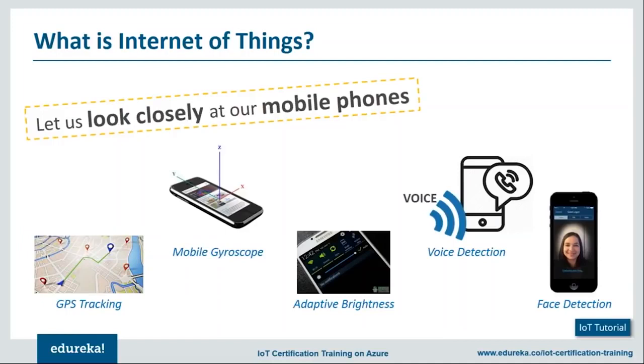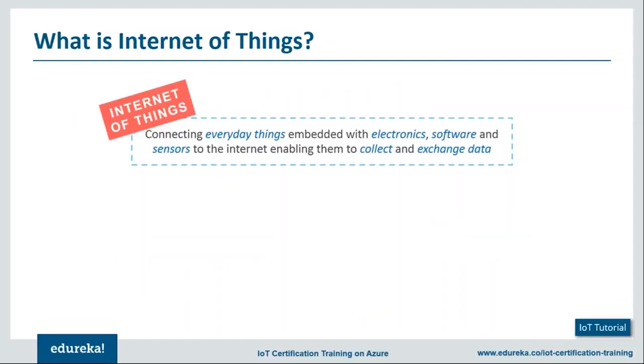So there are a lot of features, but when they interact with each other, these features come together to bring in a better system than anything that they can provide individually as such. That's what Internet of Things is. It basically is a platform wherein we can connect everyday things which are embedded with either electronics, software or sensors to the internet, and this in turn enables us to collect as well as exchange data between these things.